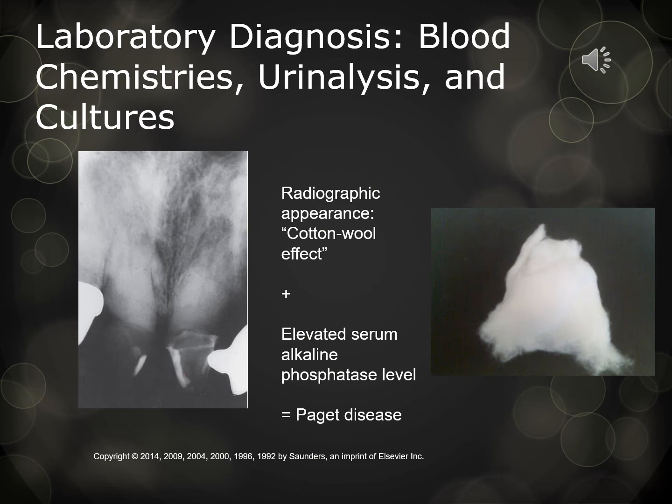Let's go into laboratory diagnosis. This includes blood chemistries, urinalysis, and cultures. Looking at this x-ray on the left-hand side, we see an appearance of cotton wool. This is where we have diffuse radiopacities, giving it a cotton wool effect in the bone.